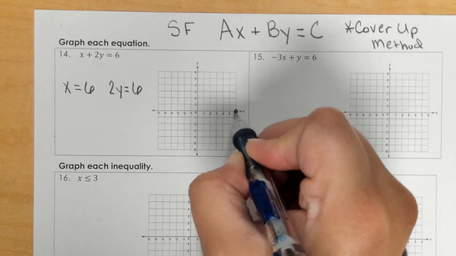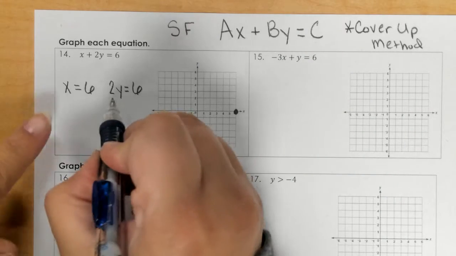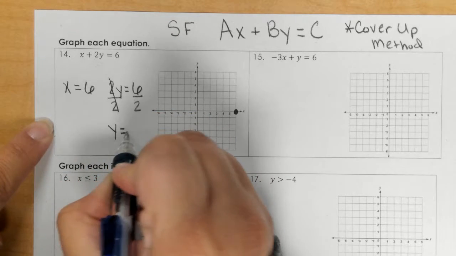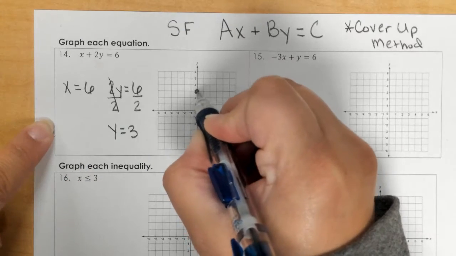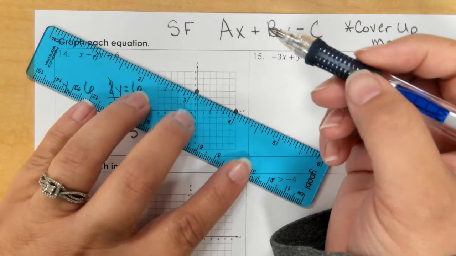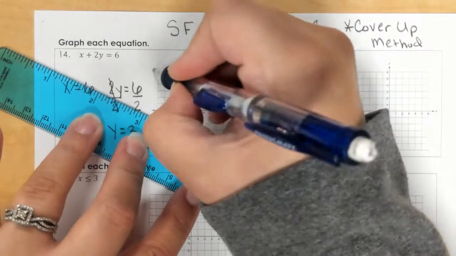I put a point right here on 6 on x. But then for the 2y equals 6, we can divide both sides by 2. And y is 3. So I put my point here at 3 on the y. And then you just connect those 2 points. Again, covering the whole graph.